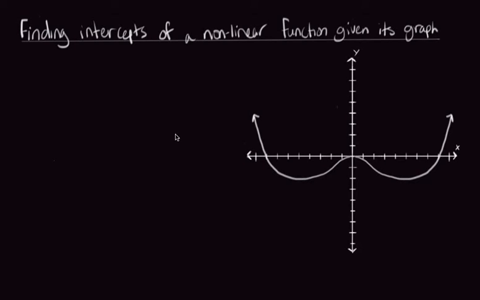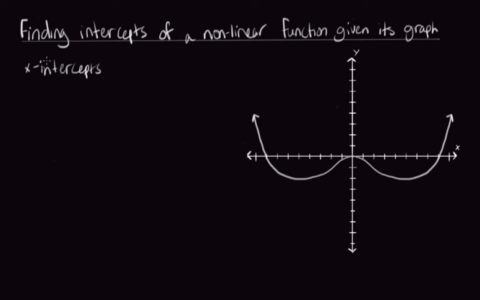Okay, so today I want to talk about how we find intercepts of a nonlinear function given its graph. Let's remember that the intercepts are the place where the graph crosses the axes. The x-intercepts are the place where the graph crosses the x-axis. So let's look at those first.